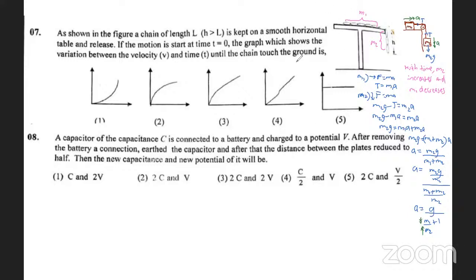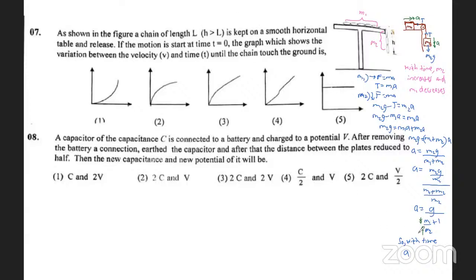Please tell me what will happen to a with time. Does a increase or decrease? This value will decrease with time, so the denominator will decrease with time. Therefore a will increase. With time a increases because of that equation.